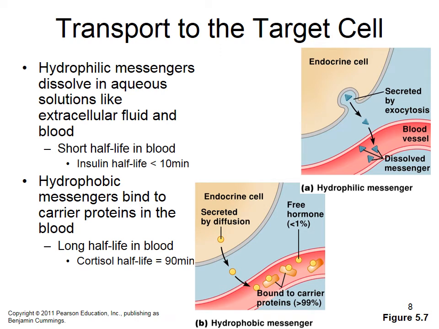Okay, hydrophilic substances dissolve in water. Water is the solvent inside your body. Okay, so hydrophilic chemical messengers are released by exocytosis. They just dissolve in extracellular fluid. They just dissolve in plasma. Okay, and that's how they're transported to their target cell. Because they're just dissolved in water, they are available for excretion. Okay, water-soluble substances get filtered out by the kidneys. So hydrophilic chemical messengers have short half-lives.